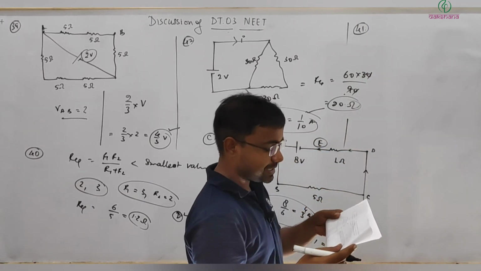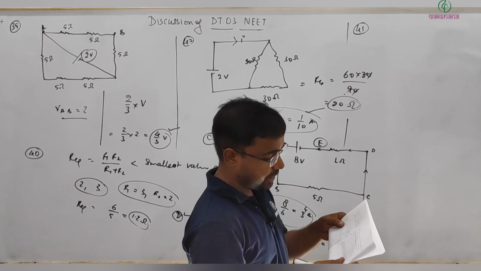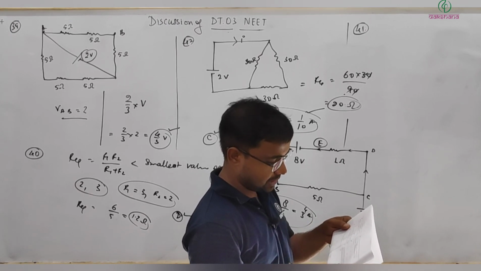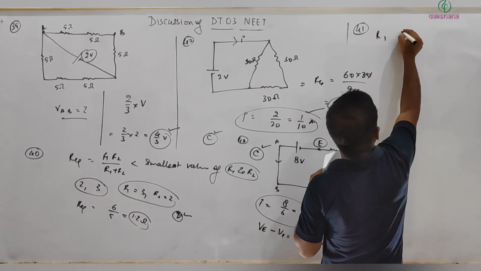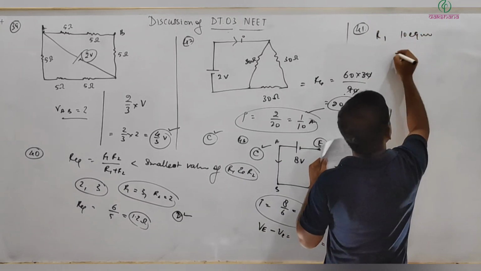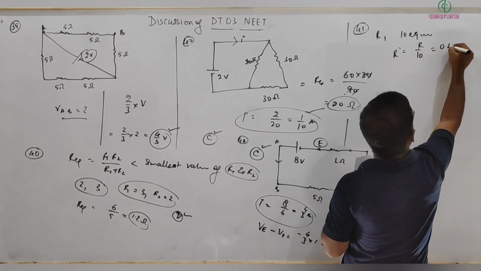A wire of resistance R is divided into 10 equal parts. These are connected in parallel. The equivalent resistance of such a connection? So resistance R divided into 10 equal parts means R prime is R by 10, that is 0.1 R.